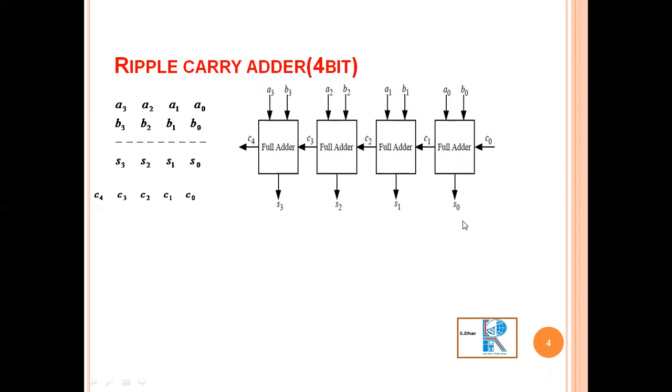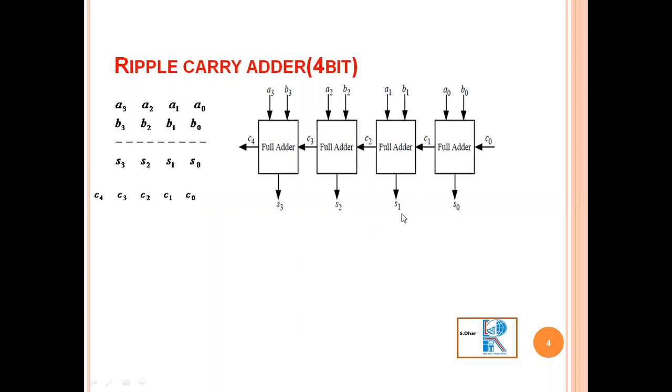You know what the output should be? Output is sum S0 and Cout. So this Cout is C1, and this C1 is the carry in for the next full adder. So this full adder will get the values A1, B1, and C1 as the carry in. It will produce S1.